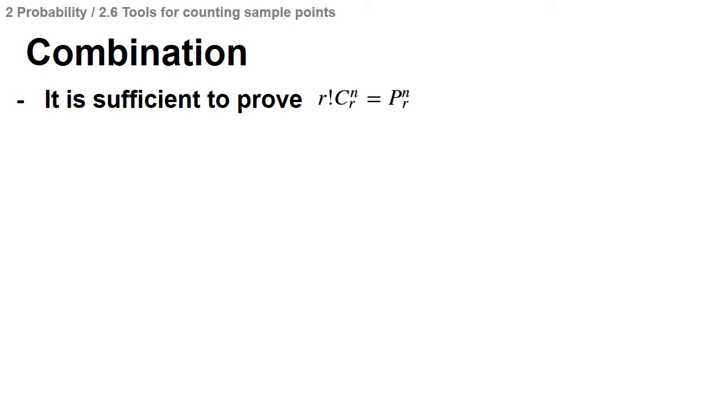So for any event in n choose r, if we order that event, then that can become an event for n permutation r. And the number of ways of ordering r items for a given event in n choose r is r factorial. So that's how we understand this formula.